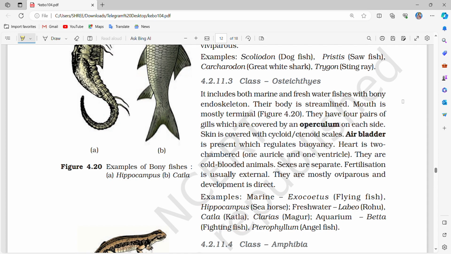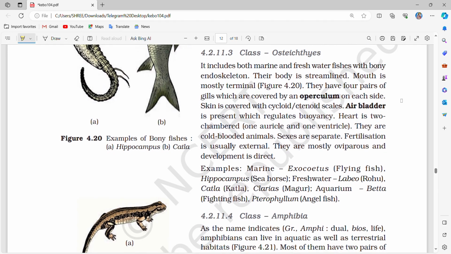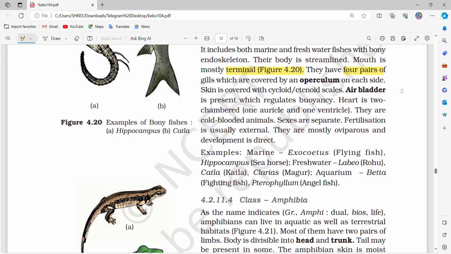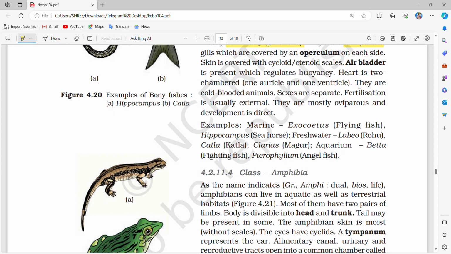4.2.11.3 Class Osteichthyes. It includes both marine and freshwater fishes with bony endoskeleton. Their body is streamlined. Mouth is mostly terminal, Figure 4.20. They have 4 pairs of gills which are covered by an operculum on each side. Skin is covered with cycloid or ctenoid scales. Air bladder is present which regulates buoyancy. Heart is 2-chambered, 1 auricle and 1 ventricle.